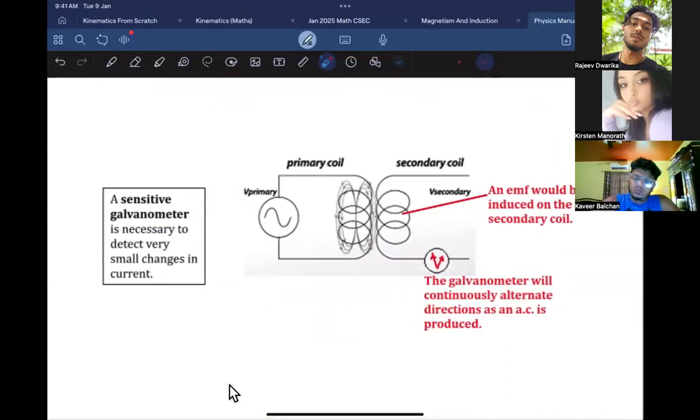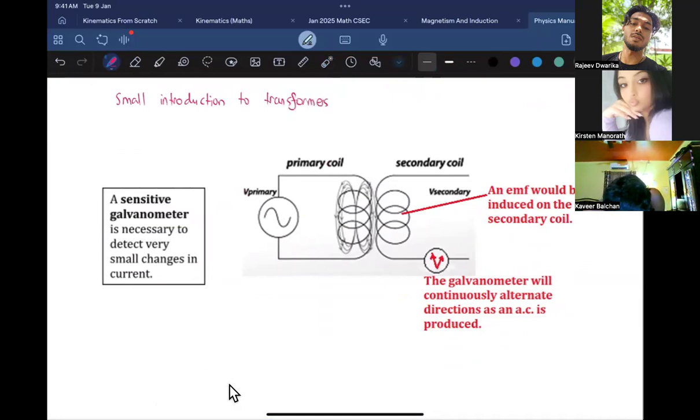Okay, so this over here is just a small introduction to transformers. In a transformer, you have a primary coil and you have a secondary coil. Justin, let's try to understand how this thing works.